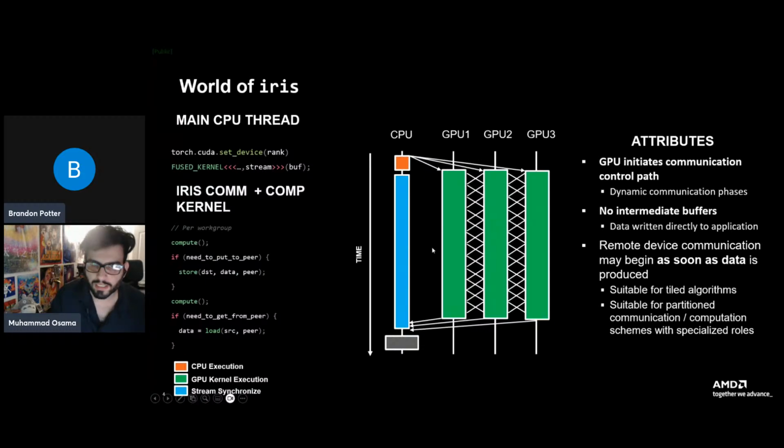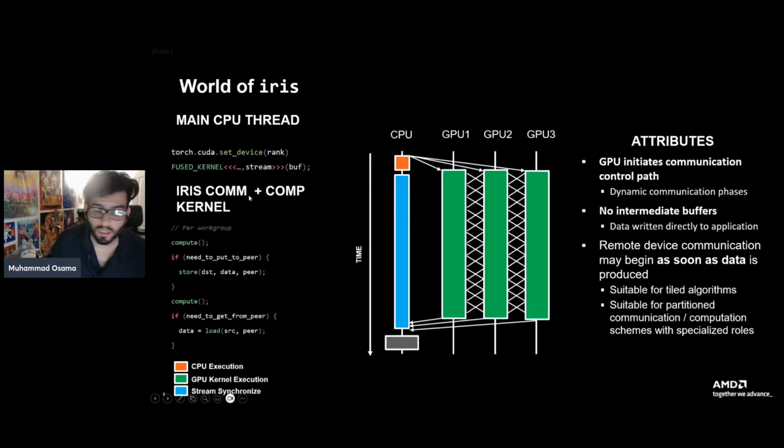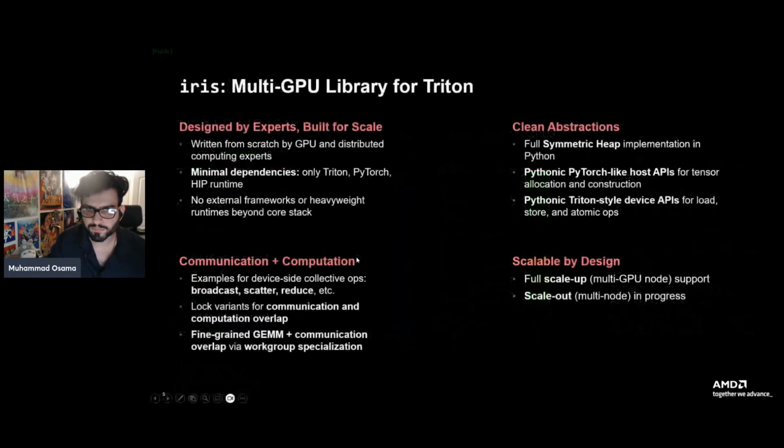It does not require any intermediate buffers. It doesn't require any communication or synchronization overhead. It really is just one fused kernel that you can write these kinds of patterns with. So what Iris aims to provide is device-side primitives to be able to achieve code something like this. And there's a more detailed example later on.